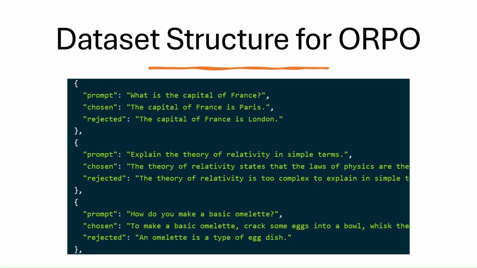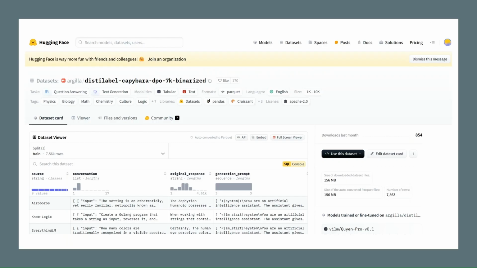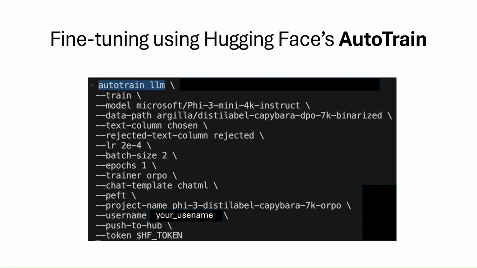To use ORPO, we need a dataset in which for each prompt, a chosen response and a rejected response are provided. There are various datasets of this type. For example, you can use this dataset in Hugging Face to fine-tune your LLM using ORPO. Now let's see how we can use this dataset and fine-tune a simple LLM by the Autotrain tool in Hugging Face. To do so, you can use this command to start the fine-tuning process using Autotrain.